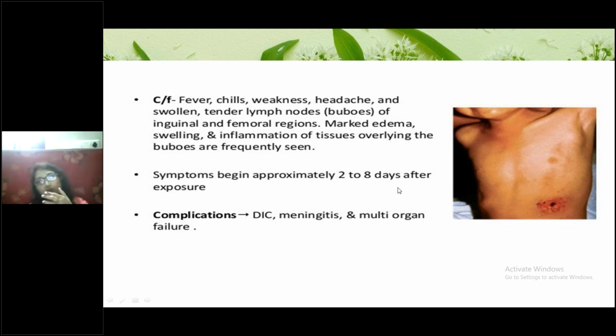You may remember about the bubo, the tender lymph nodes that occur wherever the bite of the rat flea is there. So in the nearby draining lymph nodes, the buboes will occur, and because of these buboes and the blackening of the body, after some time the body will also become black. So these were the things which have been the scourge of humans since quite some time.